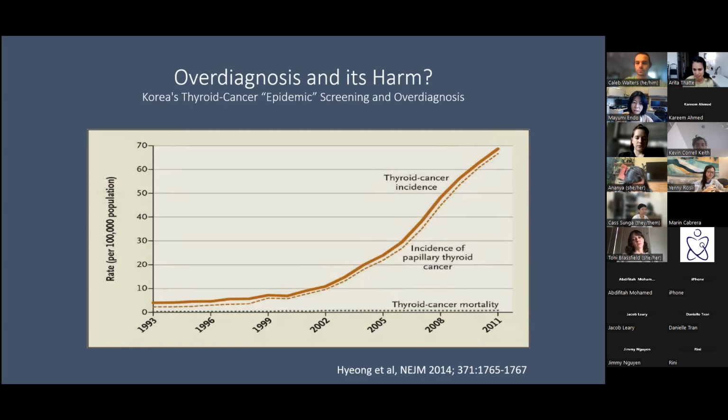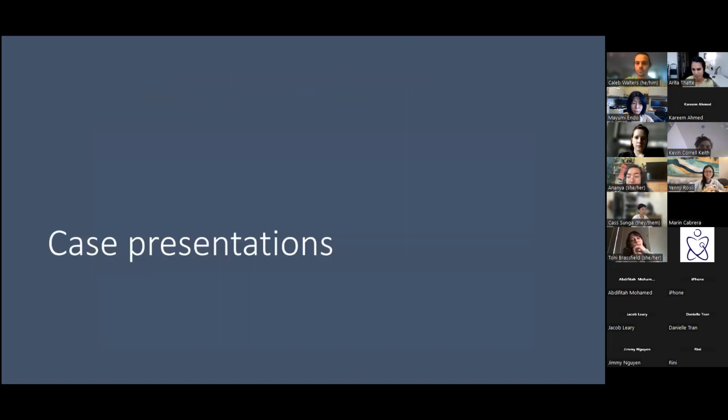And if you are not doing the surgery, then why do we need to do the biopsy? So we typically don't do the biopsy on thyroid nodule measuring less than 1 centimeter in size. I think you're getting bored, so we'll do case presentations.